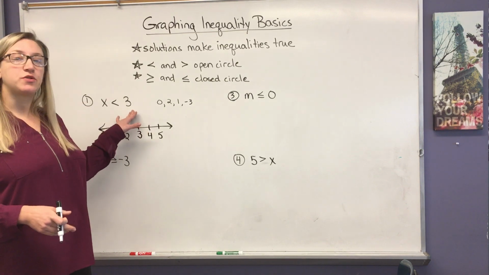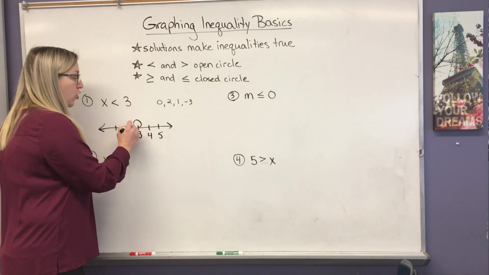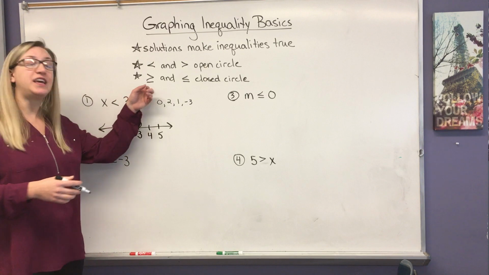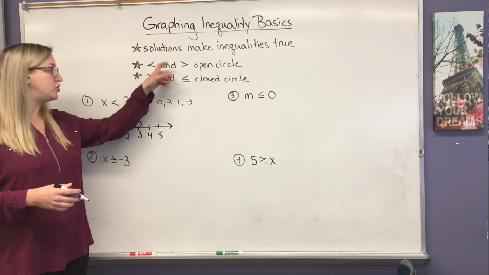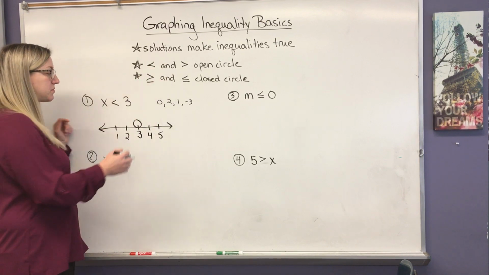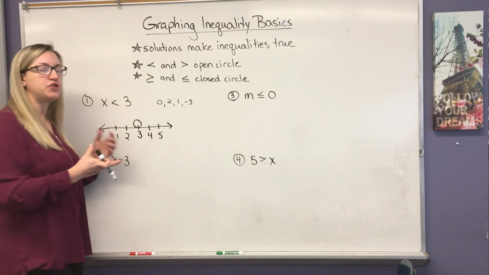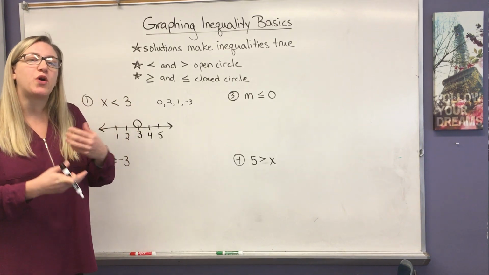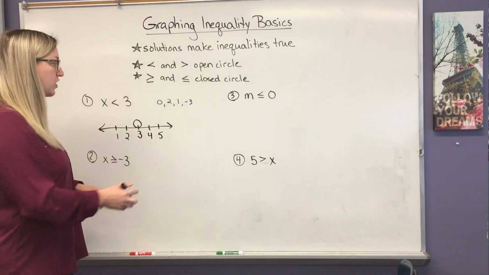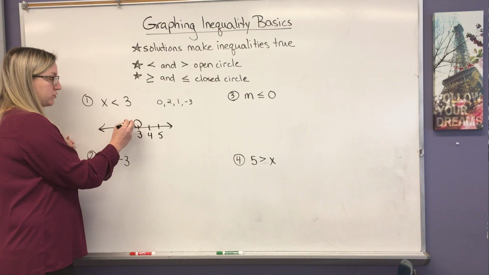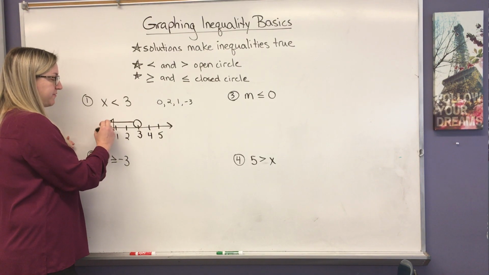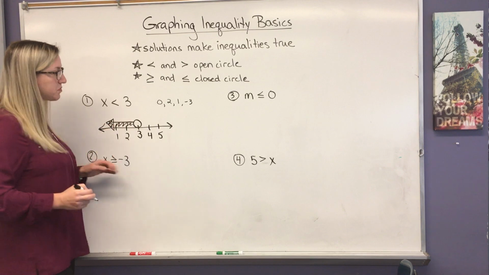So I go right up to 3. I'm going to use an open circle because I'm not equal to it. I'm just less than it. And then I have to shade using an arrow in the direction where all of my possible solutions are. So my possible solutions are all to the left of 3.